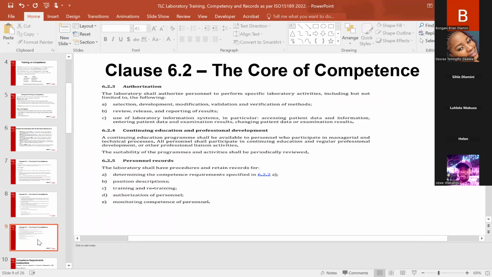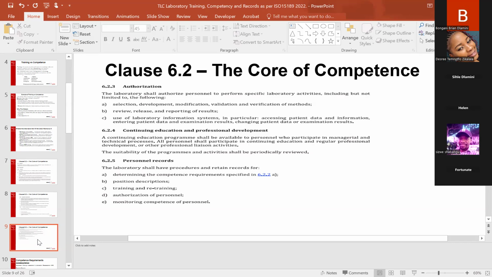Your staff must be authorized to review, release, and report results. C, use of laboratory information systems, in particular accessing patient data and information, entering patient data and examination results, changing patient data and examination results. Okay. 6.2.4, continuing education and professional development.